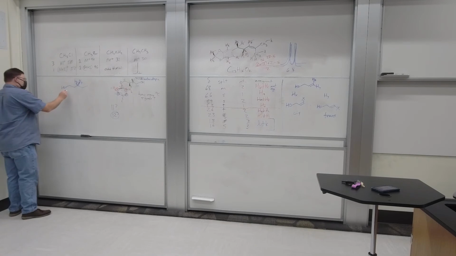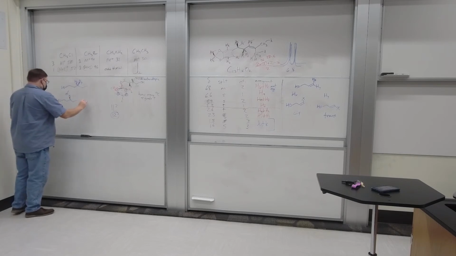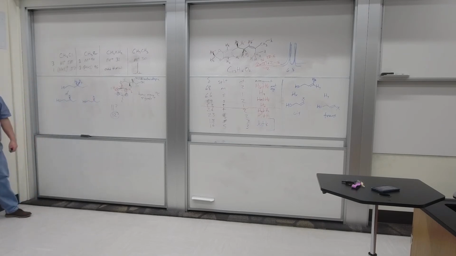So if we replace, we get that, and if we do the back one, we get that. Those are enantiomers of each other. Right? So the two HX and HY.